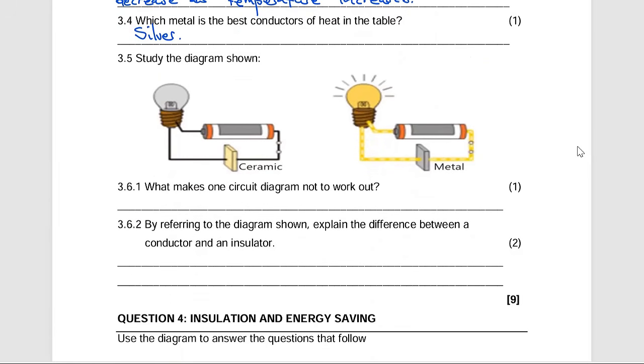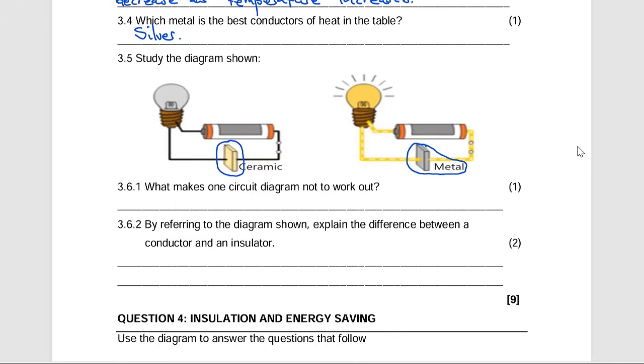3.5 says here, study the diagram shown, right? So we're given a diagram then. 3.6.1 says, what makes one circuit diagram not to work out, right? If we are to study these ones there, we're having a metal. Remember, a metal is a conductor of what? Of electricity. But on this other one here, you can see we're having our ceramic there. So this one does not conduct electricity there. So what makes one circuit not to work out?